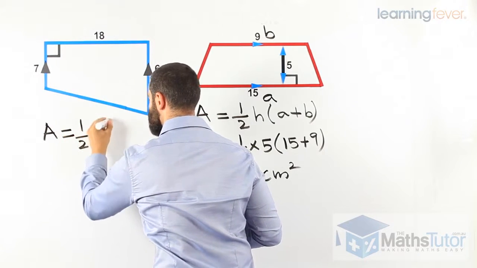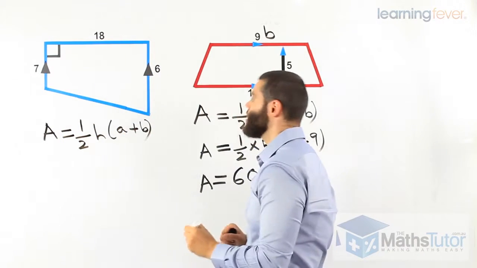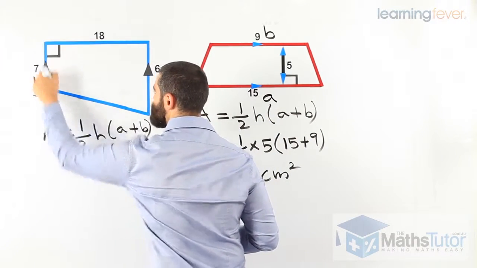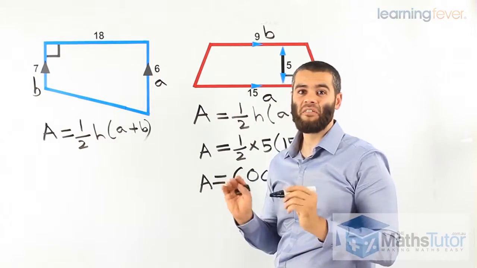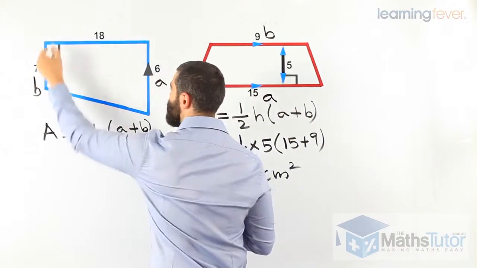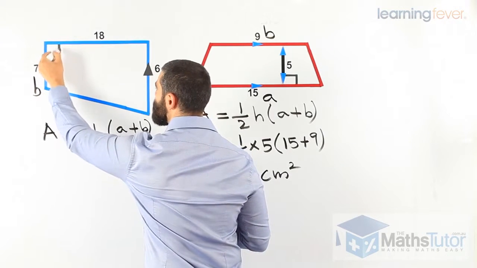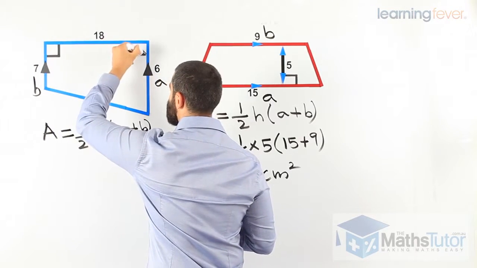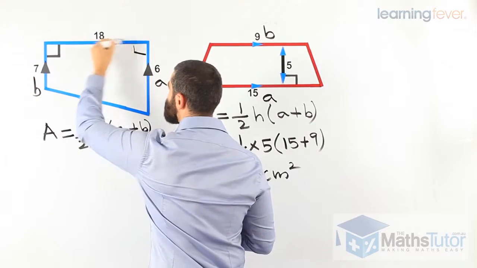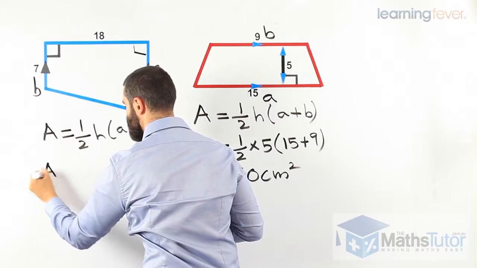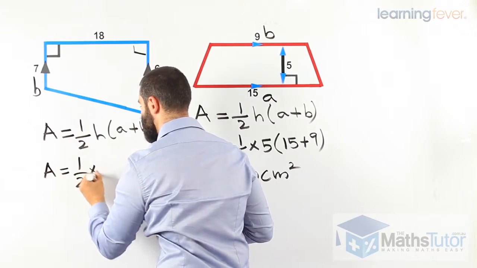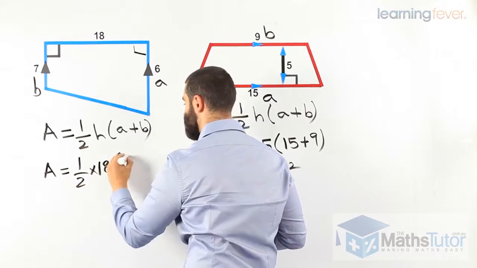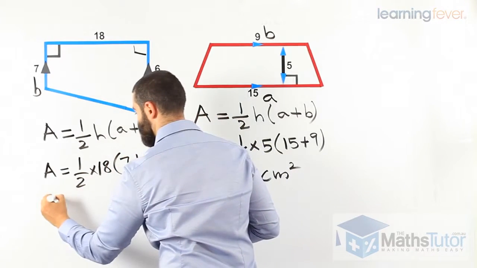Half h, a plus b. And we know this can be our a and this can be our b. There it is. And our h is the distance between a and b. The distance, there it is. It is vertical. It is perpendicular with both a and b. So right angle here and right angle there. This is our height. Half times the height. The height is 18. A and B are 7 plus 6.